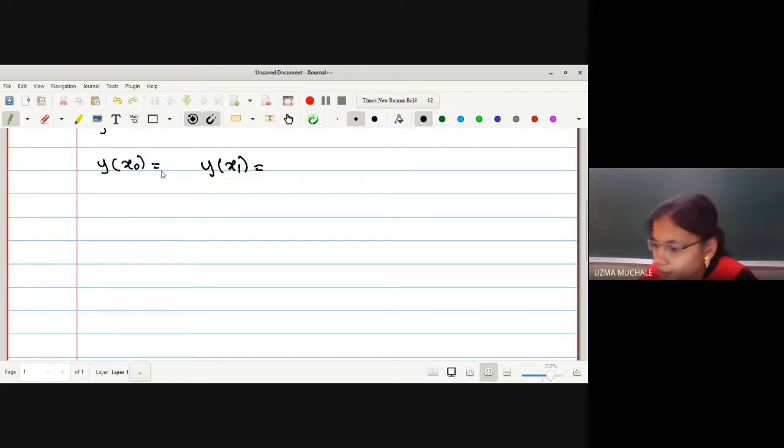Let me check the constant. Say if y of a is equal to y naught, y of b is y1. Instead of taking x naught, y of a is y naught and y of b is y1. If the conditions are like this, that means values of the dependent variable are provided at two different values of the independent variable, then it is called a boundary value problem.